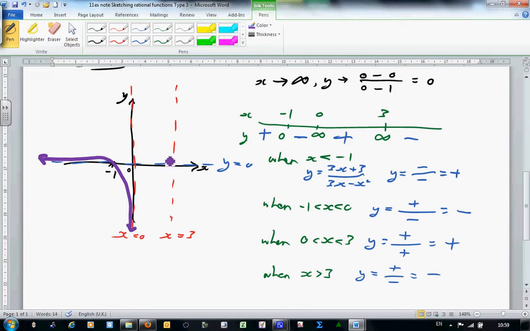And now what we're looking for is to the right of 3, it's negative. It does cross the asymptote and it's negative. Well, it can't cross that one. And this time it doesn't cross the asymptote there. So that is what our graph will look like. Something like that. Okay? Done.